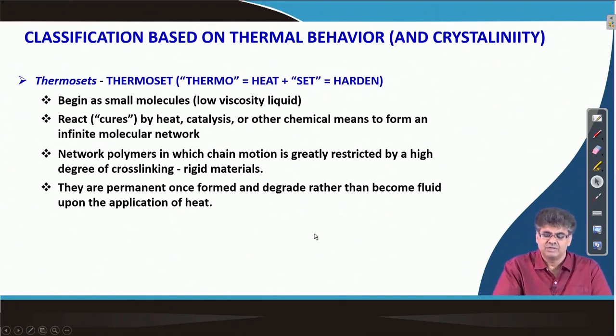Because they are chemically cross linked, once the cross links are formed they are permanent, and if we heat further it will degrade rather than become fluid again. So, basically thermosets are not recyclable materials; you cannot remelt and process them again. Once thermosets are formed you cannot reuse them, unlike thermoplastics.